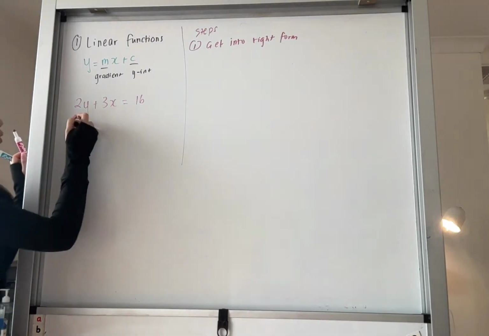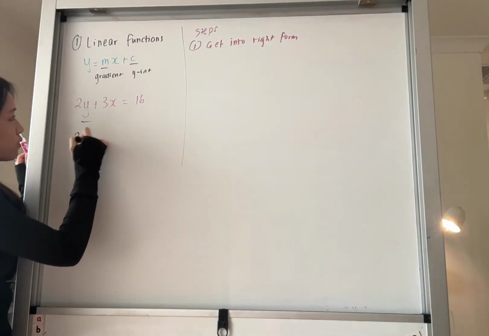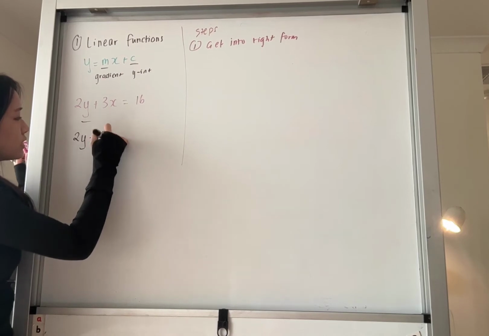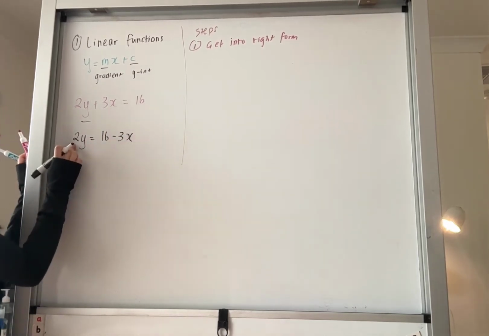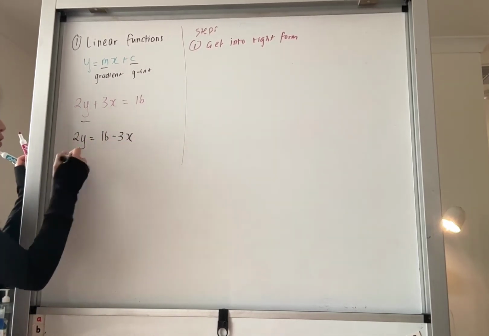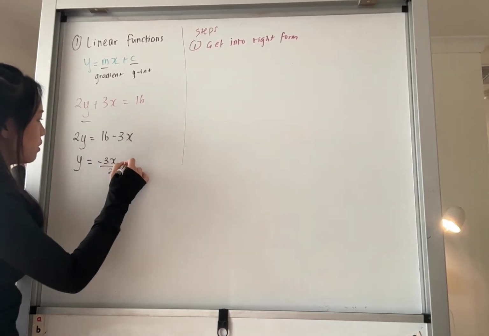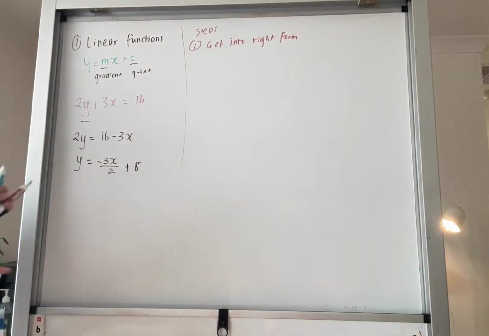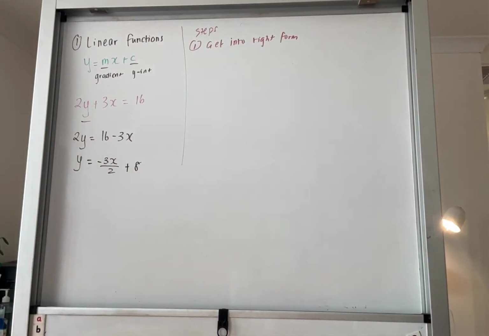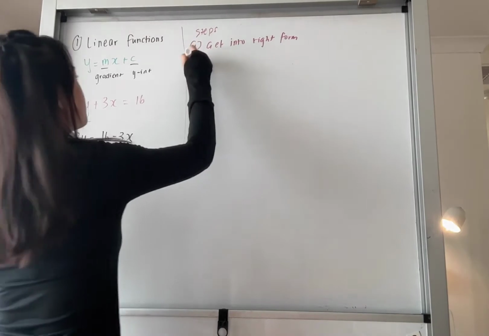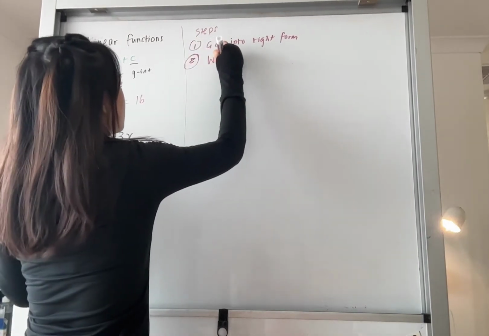To get y by itself, move the 3x to the other side. So you get 16 minus 3x. You have a 2y here, and it's 2 times y, so obviously you divide it. Now you get negative 3x over 2 plus 8. Does that make sense for everyone? Okay. Second step, what is the gradient?